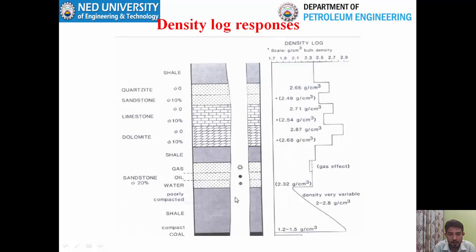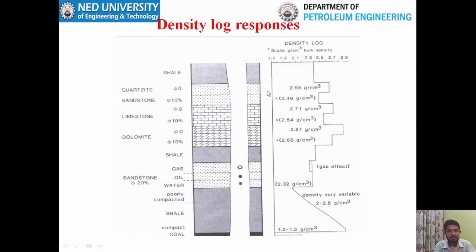Shale again has a variable density depending on compaction and other parameters. Coal has a density around 1.4 gram per centimeter cube. It ranges from 1.2 to 1.5 gram per centimeter cube, and the typical number is 1.4 gram per centimeter cube. So these are the typical responses of density log.